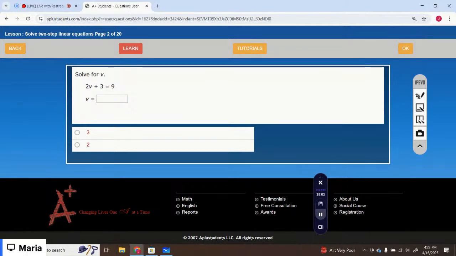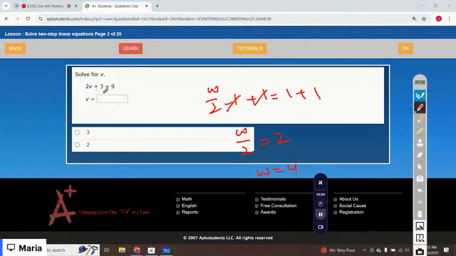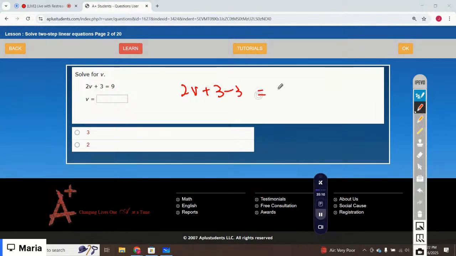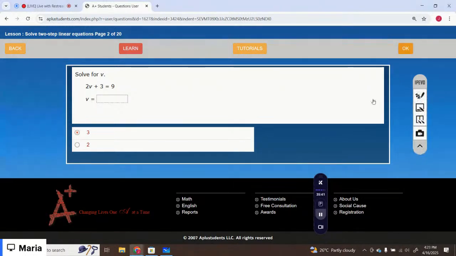Solve for V. 2V plus 3 equals 9. So 2V plus 3 minus 3 equals 9 minus 3. 3 minus 3 is 0. 2V equals 9 minus 3, which is 6. And V equals 3. Option number 1 is the correct option. V equals 3.